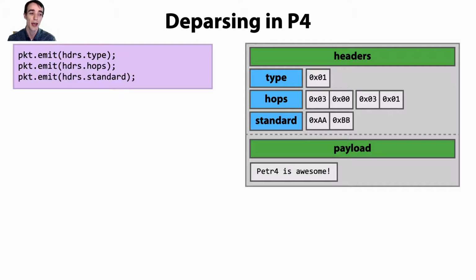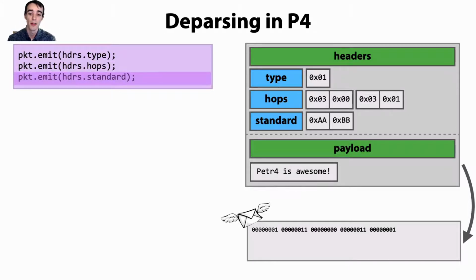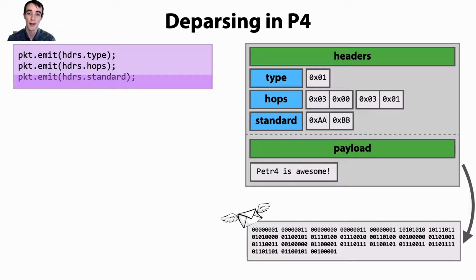Finally, we can deparse the packet, emitting all the headers we've modified back into a binary format. And after the deparser terminates in P4, the payload from before is concatenated onto the packet. So the payload is left untouched.